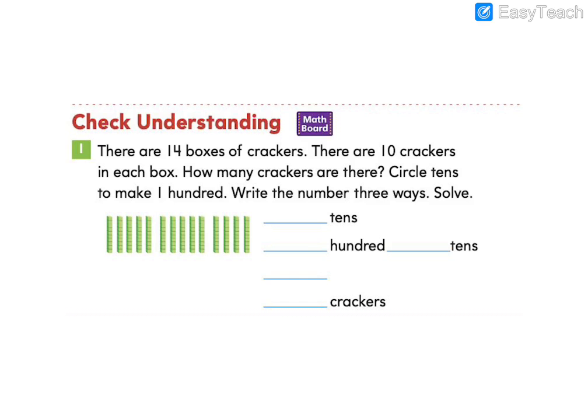Pause the video if you need any more time to solve. All right, you should have circled one group of 100 with 4 remaining. That makes a total of 14 tens, 1 hundred and 4 tens, 140. So we know we have 140 crackers.